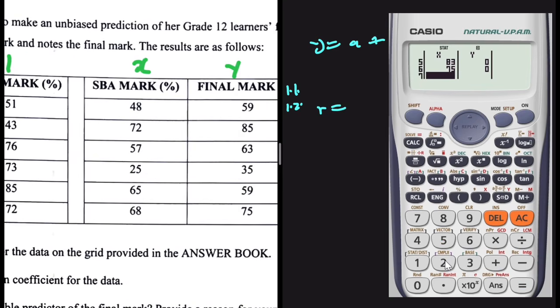I have 48, 72, 57, 25, 65 and 68. You have to verify your entries at least 2 times, because if you entered a number incorrectly, then your answers are going to be incorrect.